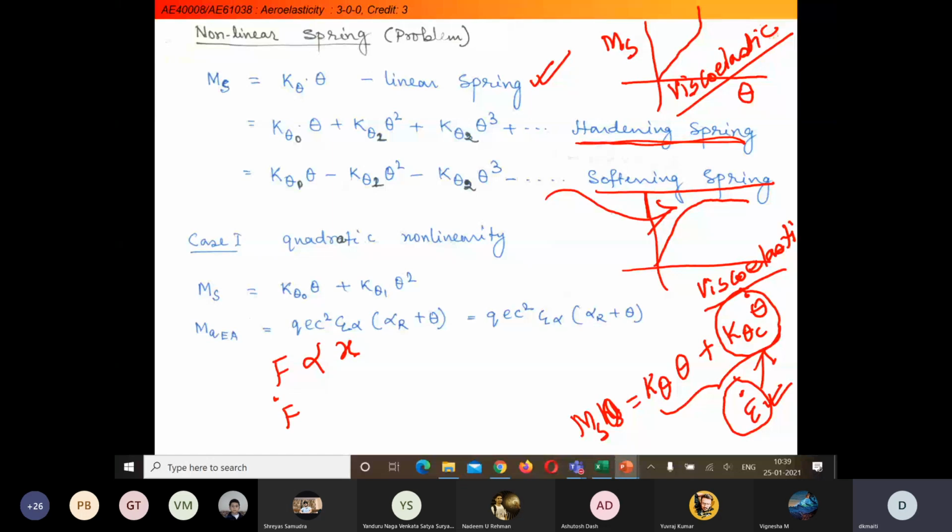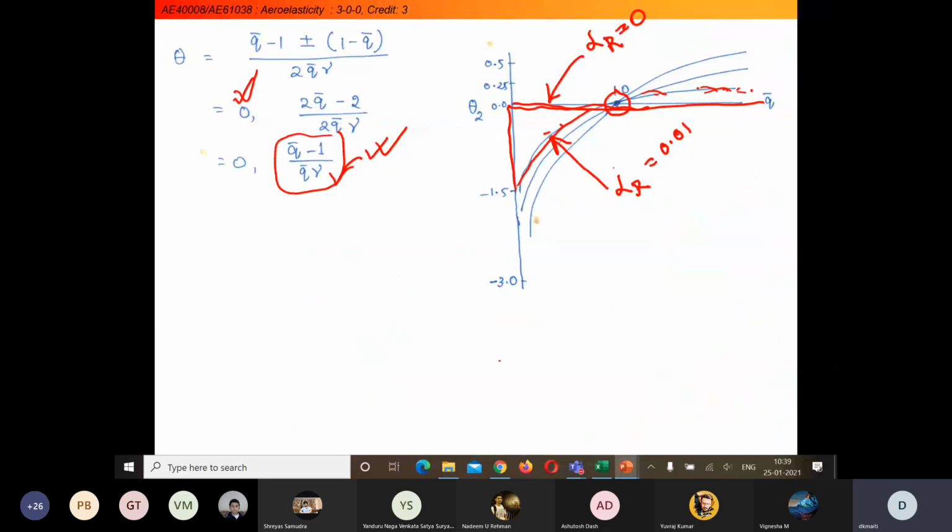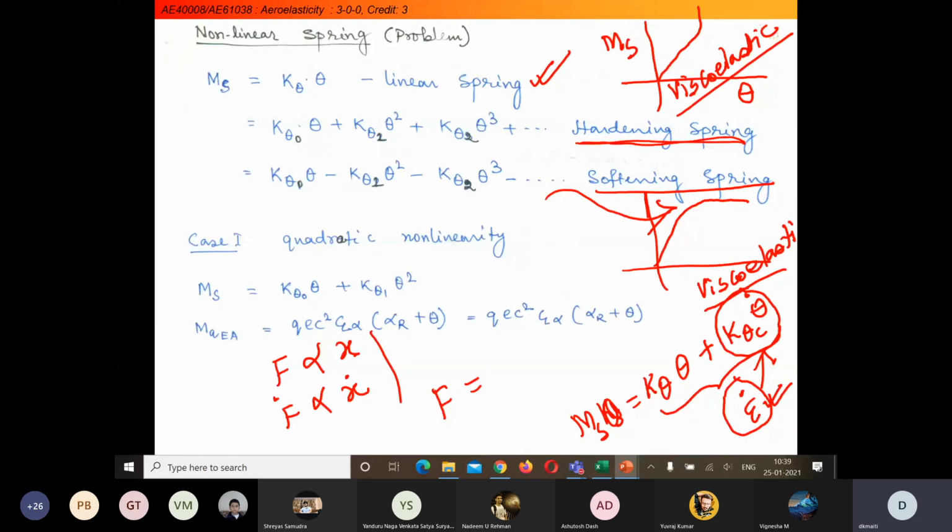Under certain stress conditions, the material may go to the behavior which is called viscoelastic behavior. The solid becomes semi-solid or semi-liquid. Under that condition, force will become k into x plus, let us say, k c into x dot. So this behavior is called viscoelastic behavior. Typically, we get the behavior related to this softening spring.